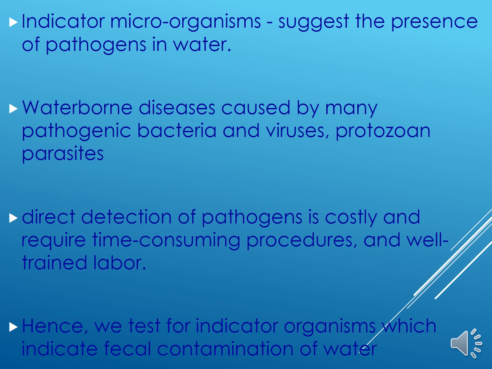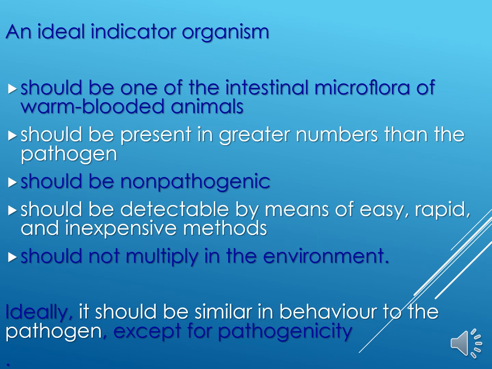Indicator microorganisms are those which are invariably present in our fecal matter because these organisms form a major part of our intestinal microflora, and along with fecal matter they can reach the water, and if they are present in water, it shows fecal matter is there and pathogens also can be present. Hence, we test for indicator microorganisms to indicate fecal contamination of water. So it is understood that they are generally not present in water. They reach there through fecal matter.